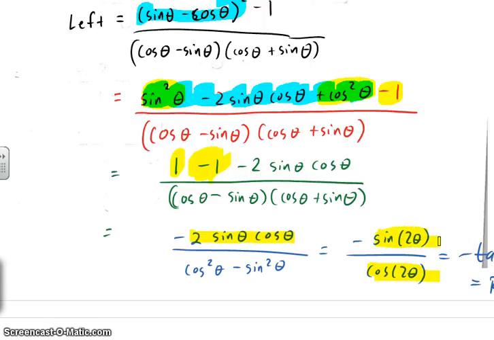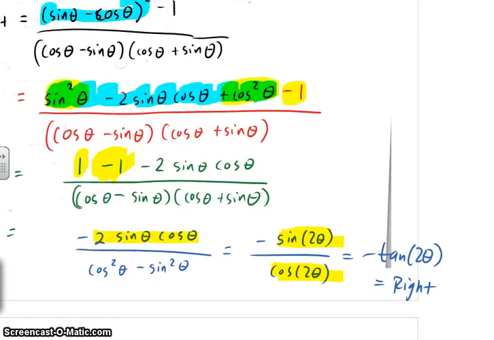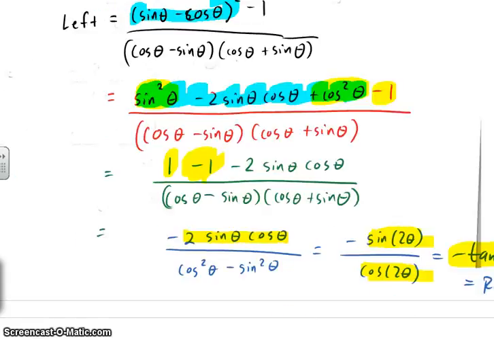I've made the angle 2 theta, and really I've got it, because now I've got sine of 2 theta over cosine of 2 theta, the opposite of that, and that's the opposite of the tangent of 2 theta. So that's the right side. So we did it.